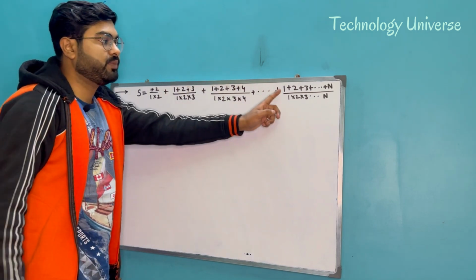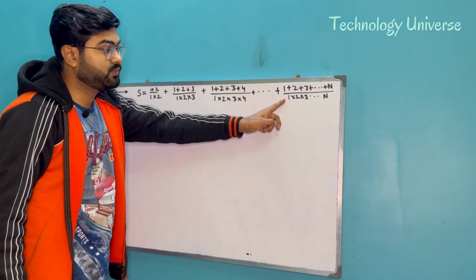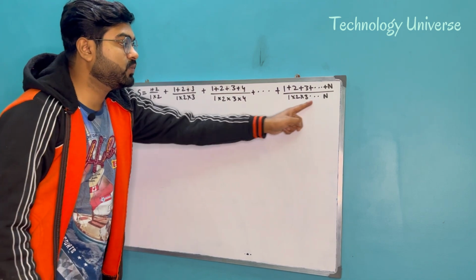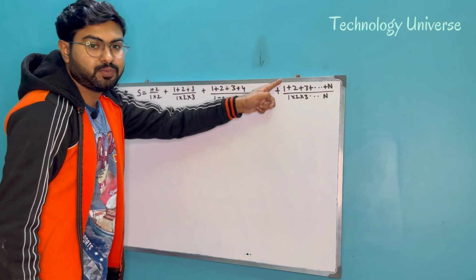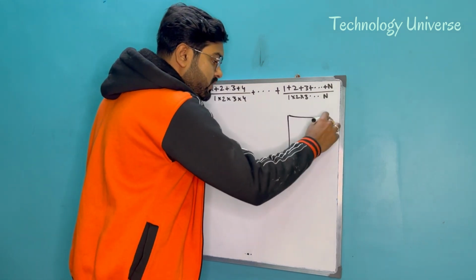Up to n we have to do the sum of the natural numbers, and up to n we have to do the product of the natural numbers. So basically the denominator is the factorial and the numerator is the sum of the natural numbers. So we would basically break our problem into three parts.